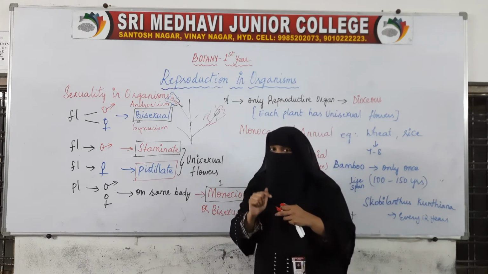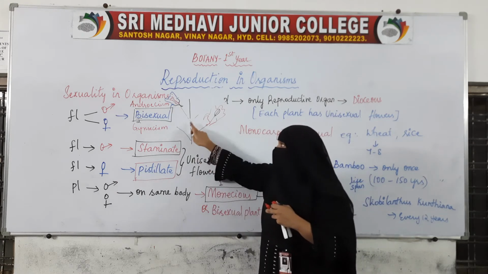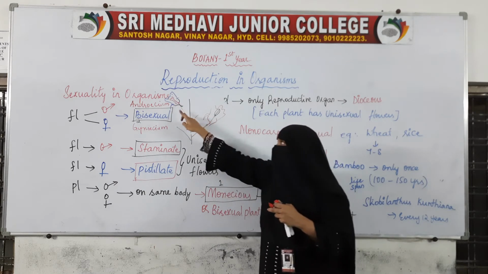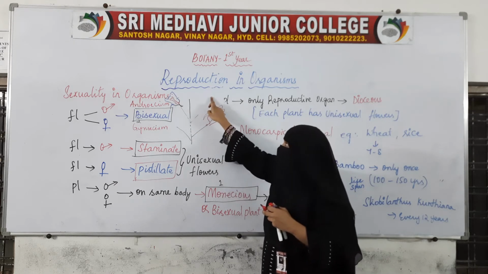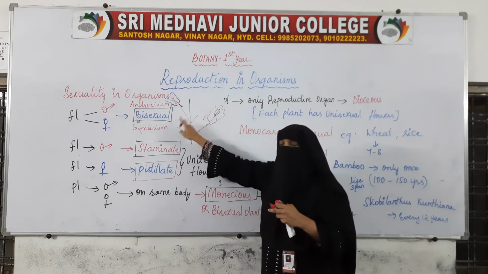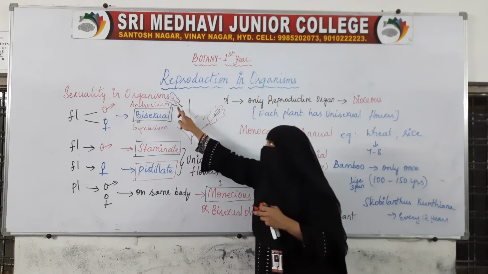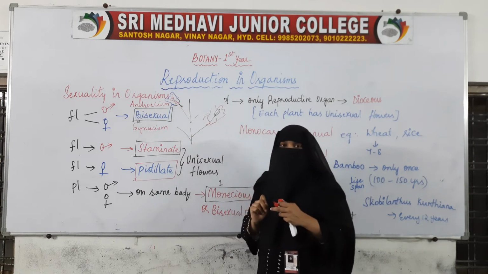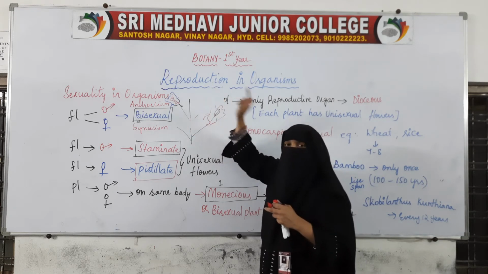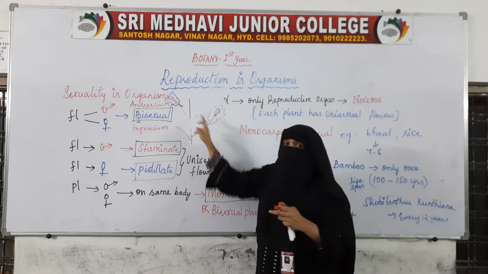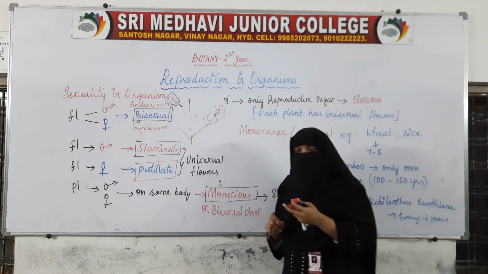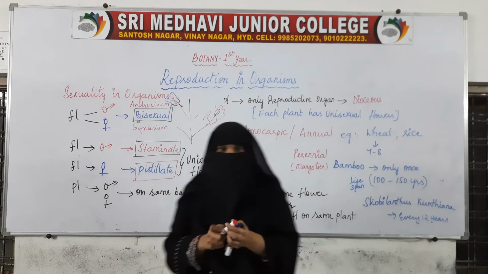This I am saying with respect to the plant. If on the same plant both the reproductive organs are present, whether in the same flower or in different flowers, but on this plant both male and female organs are present, in both scenarios the plant is said to be monoecious or bisexual plant.